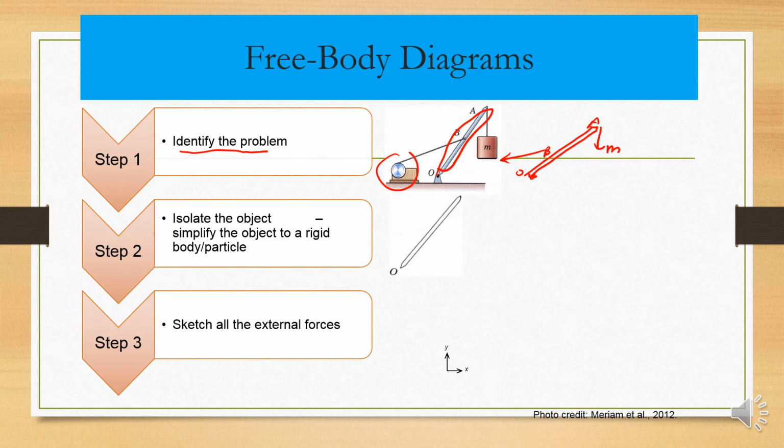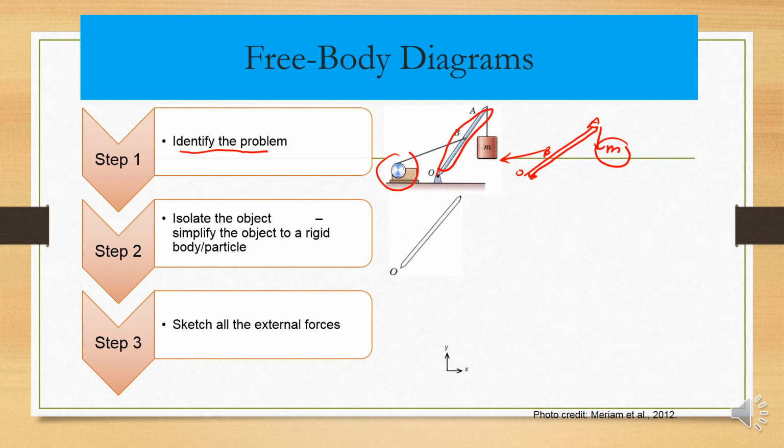And then after that, sketch all the external forces involved. For example, on this part, you have to identify the external forces involved. From here we understand there are M on the vertical direction, and B here, which has an angle, and maybe the force at O.